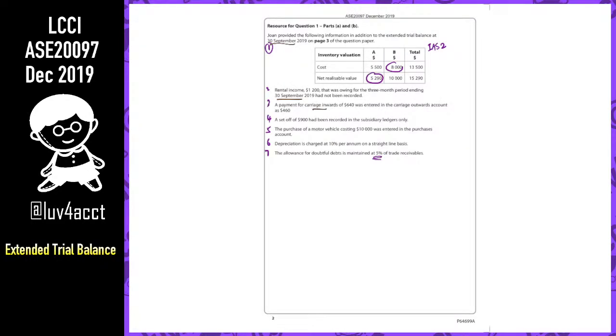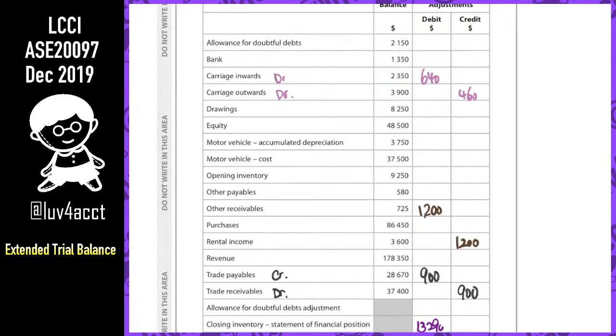Item 5. The purchase of a motor vehicle costing 10,000 was entered into the purchases account. So we take it out from the purchases. Purchases is on the debit side. So when we take it out, it is crediting, and we put into the motor vehicle cost account, 10,000.